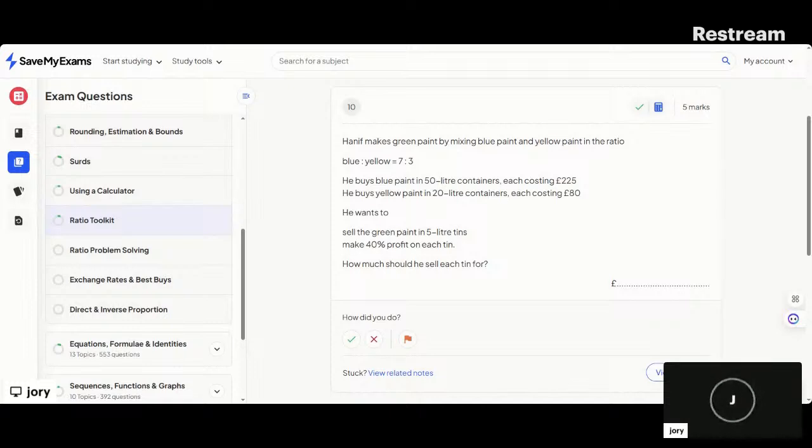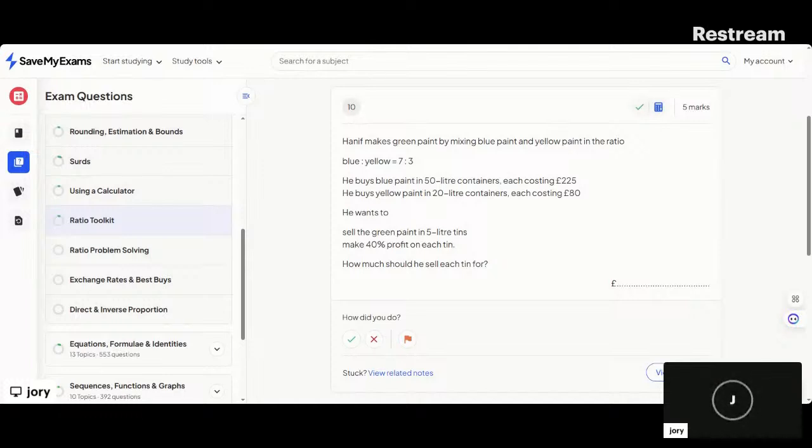Since he's buying, that's a lot of paint. Did I do something wrong? He's going to have 1,000 paint liters. He wants 5-liter tins, so he's going to have 200 tins. And he wants to make a 40% profit on each tin.